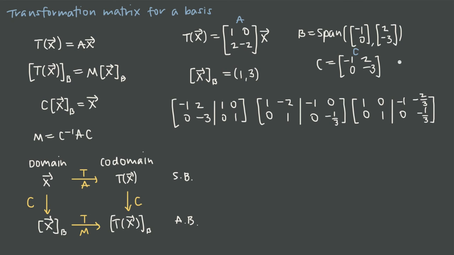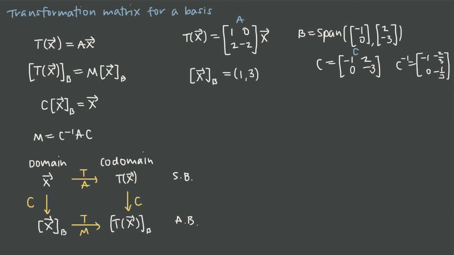We can go ahead and write C inverse as -1, -2/3, 0, -1/3. And now we have everything we need to find M. So let's go ahead and get rid of this here so we can clear some room. And we'll say M is equal to C inverse.